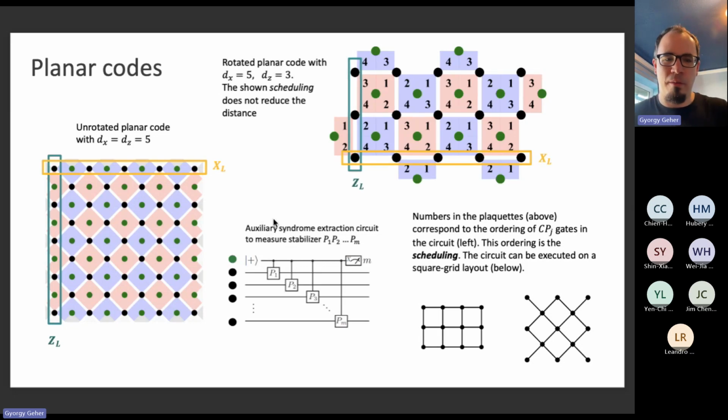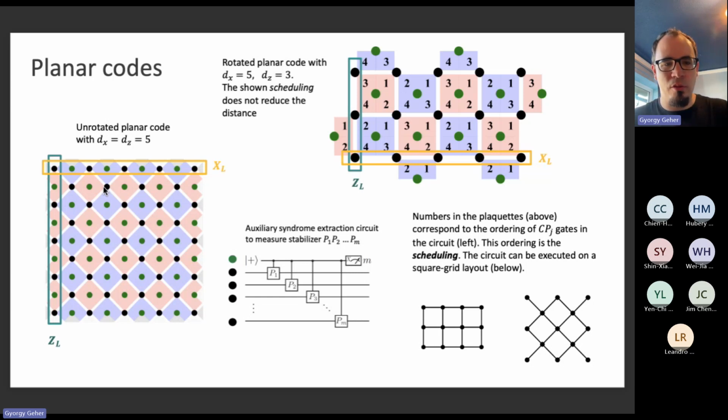As probably the people here know, the planar code has 2 variants. One is the original Kitaev one, and the other is the rotated planar code. Here on this picture, we have qubits colored green and black. The black qubits are data qubits where we store the information, the logical state, and the green qubits are used for measuring the stabilizers. For instance, this green qubit is used to measure the XXXX stabilizer supported on these 4 data qubits.